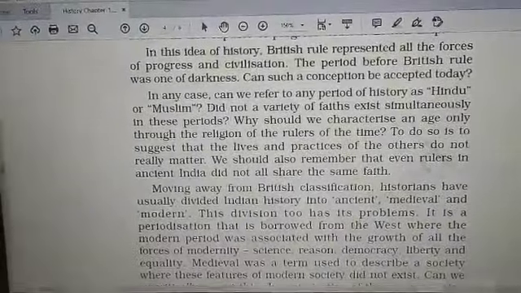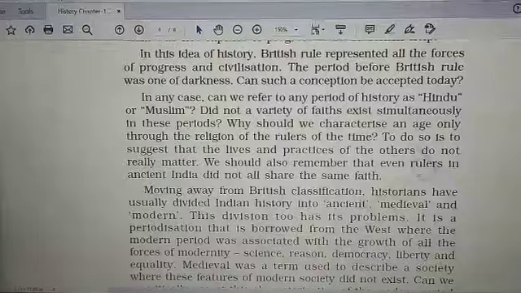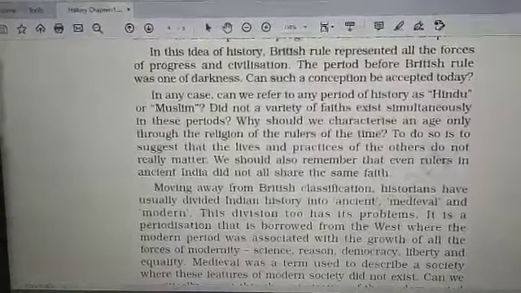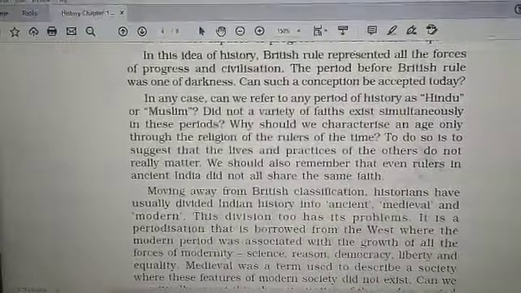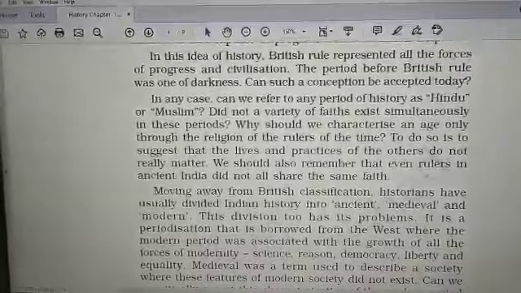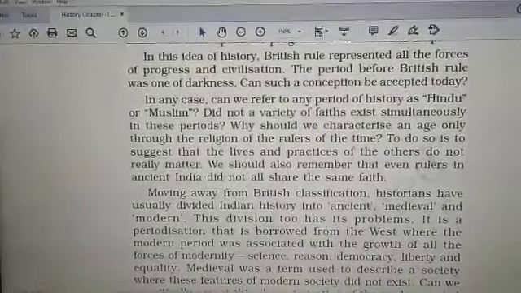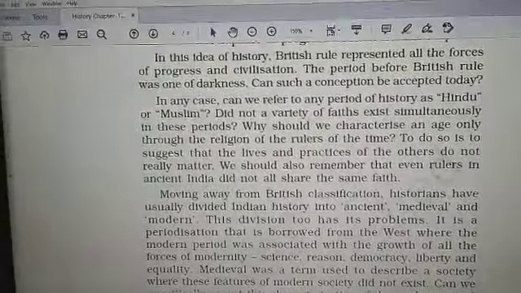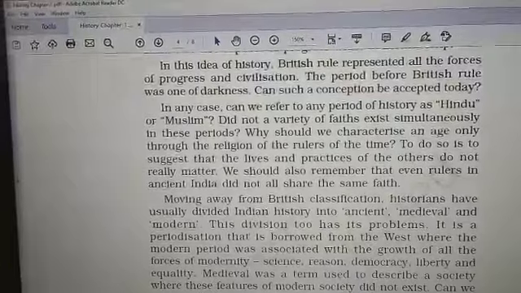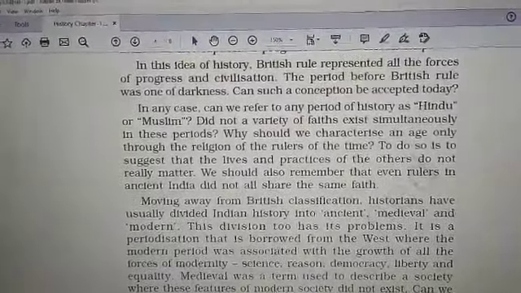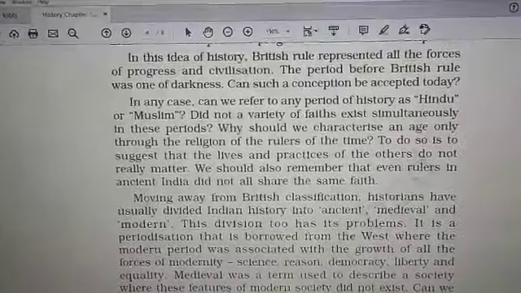Now, apart from the British classification, historians have divided Indian history into 3 parts, that is, ancient, medieval, and modern. This division also has problems. It is a periodization that is borrowed from the West, where the modern period was associated with the growth of all the forces of modernity, such as science, reason, democracy, etc. Medieval was a term used to describe a society where all these features of the modern period were not visible. Many historians therefore refer to the period of British rule in India as colonial.